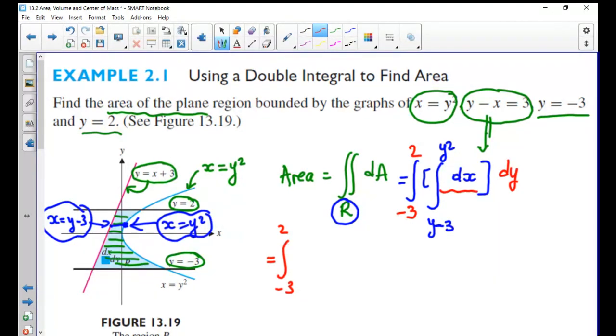Now, what is the integral of dx? This is like 1. Imagine it's like a 1 there. What is the integral of 1? x. Basically, the integral of dx is equal to x.